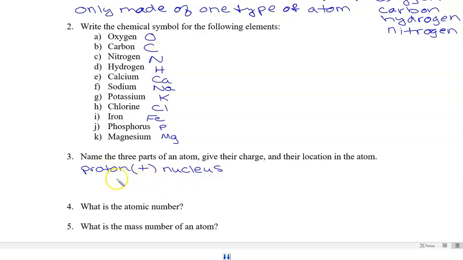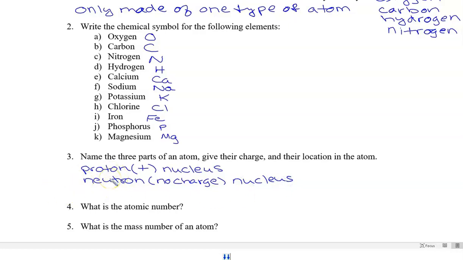The second part that's also hanging out in the nucleus is the neutron. The neutron has no charge to it. It's neutral, no charge at all. Also in the nucleus of the atom.